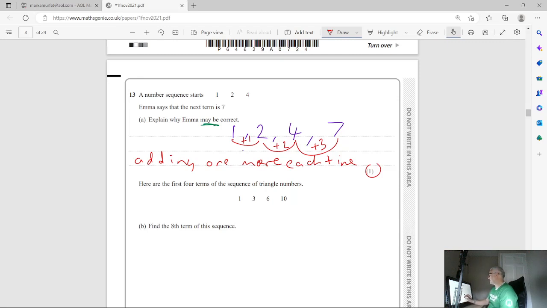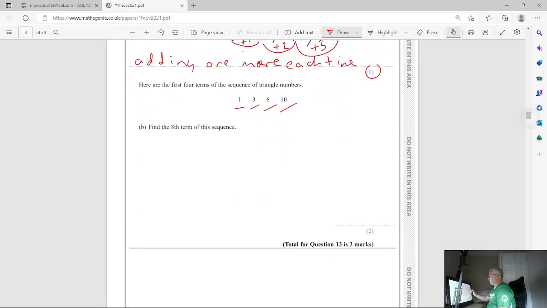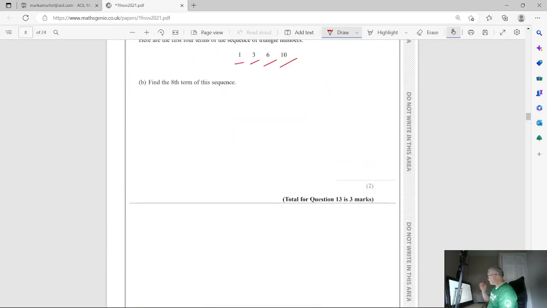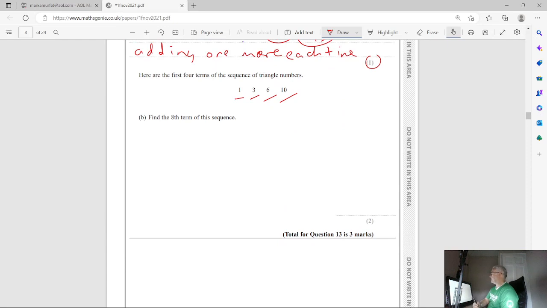Here are the first 4 terms of a sequence of triangle numbers. 1, 3, 6, 10. Now, there are lots of different ways that you could approach this question. Okay, so the sequence of triangle numbers. Well, if it was me on this question, I'd try and draw them. So here's my first one. There's 3. Add another 3. There's 6. Add 4 this time. There's 10. That's the 4th term, remember. First term, 2nd term, 3rd term, 4th term.